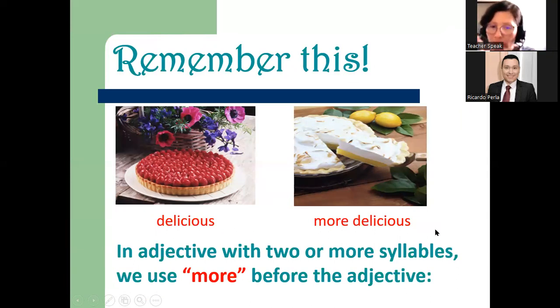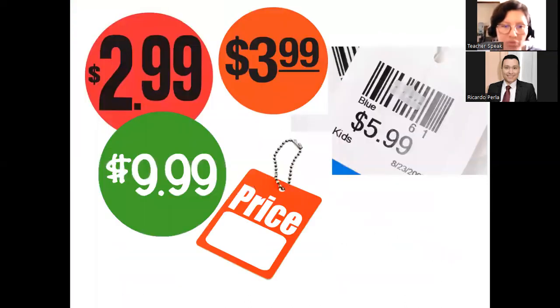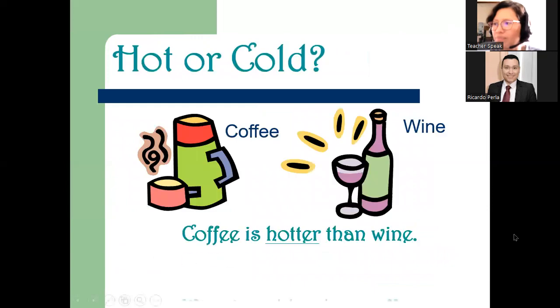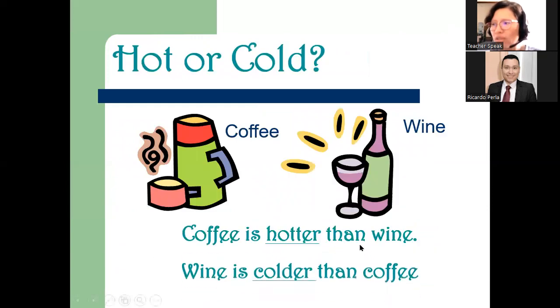Now, what I want you to do, Ricardo, is to compare, okay? Remember the structure. I'm going to show you the structure. We use two words, right? Coffee and wine, two things, and we're going to compare. Coffee is hotter than wine, okay? If it's singular we use is, if it's plural are.